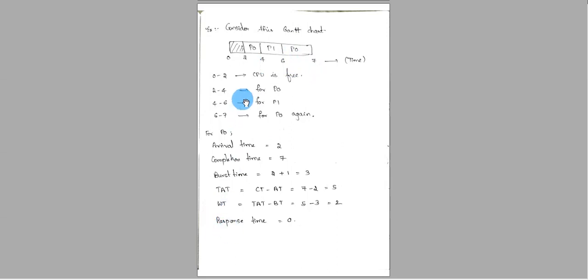Response time. It got into the ready queue at time 2. It got CPU resources at the very same time, 2. So response time is 0. So these are all the times with respect to process P0. I hope you got a clear picture of all the different times related to a process. Thank you.